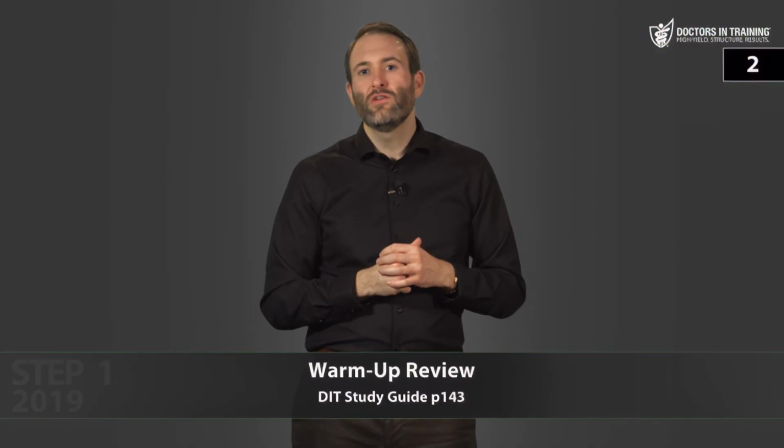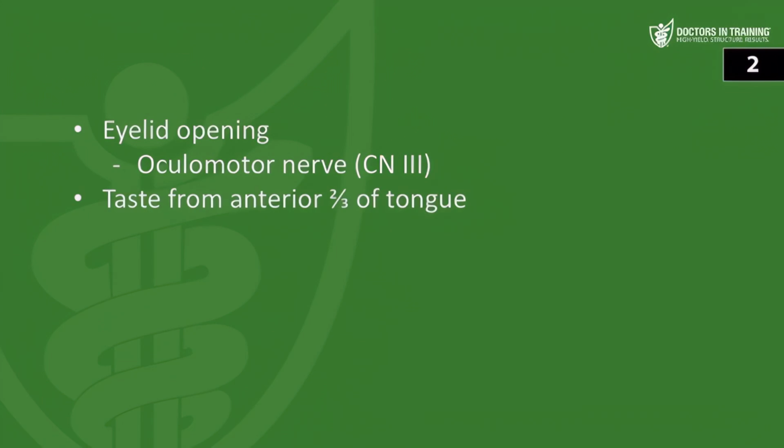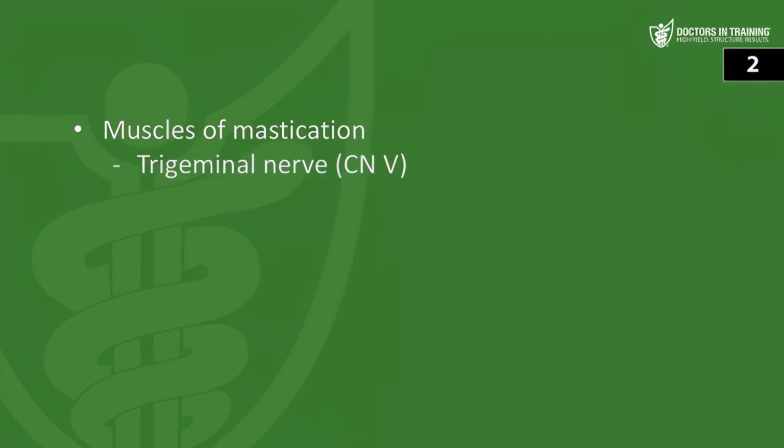Next, which cranial nerve is responsible for each of the following actions? So first we have eyelid opening, that's going to be the oculomotor nerve, number 3. Taste from the anterior 2/3 of the tongue, that's going to be facial nerve, number 7. Head turning, that's going to be the spinal accessory nerve, number 11. Muscles of mastication, that's going to be the trigeminal, number 5.